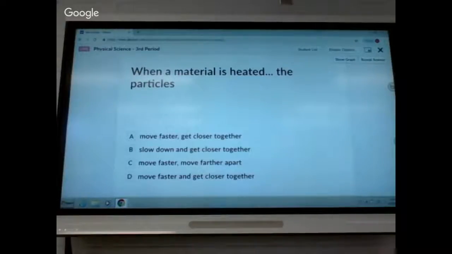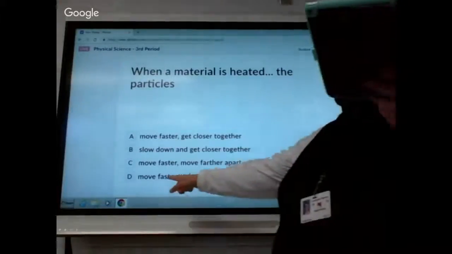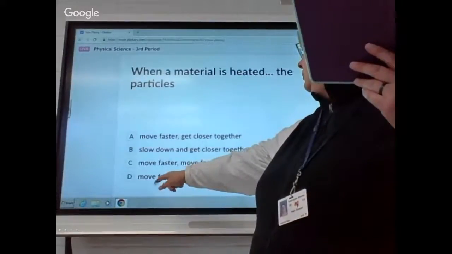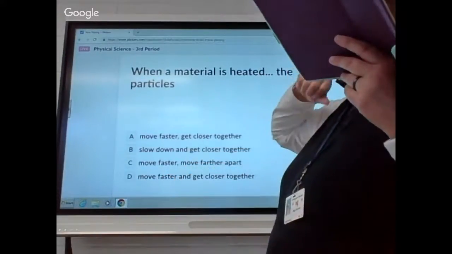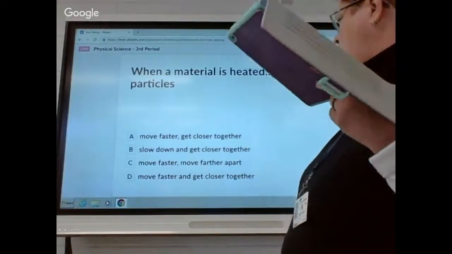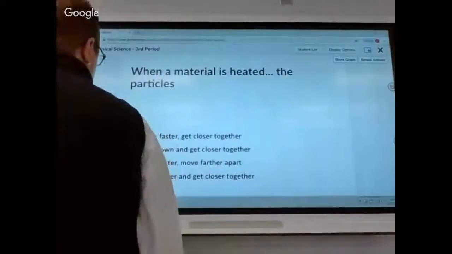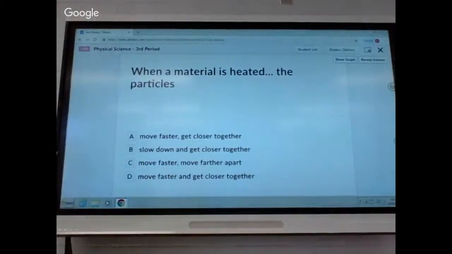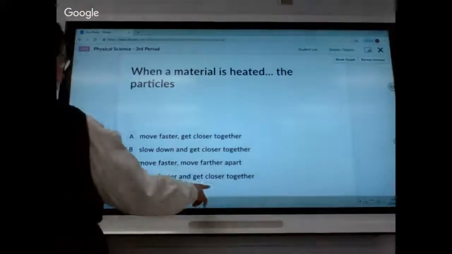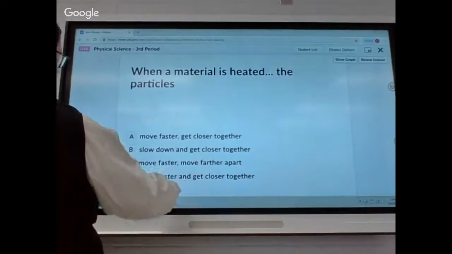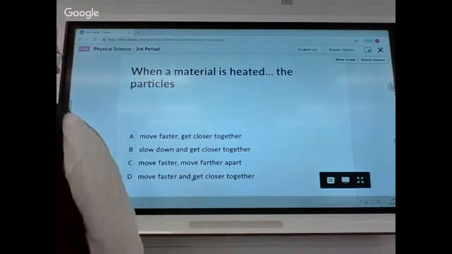It's typed wrong. It's supposed to say slow down and move farther apart. It's supposed to be the opposite.